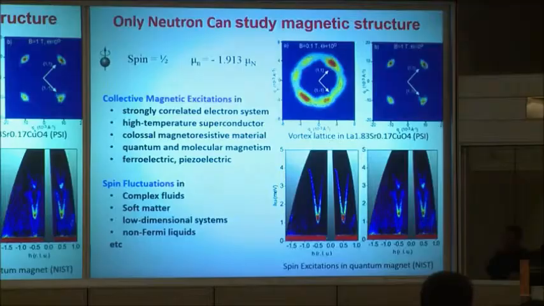For example, I think one of the major advantages of the neutron is that it has a spin, and it can study the magnetic structure of the matter. Like we can study the collective magnetic excitation, and also study spin fluctuation in complex fluids, soft matter, low dimension systems, non-Fermi liquids, and so on. So those are some typical results for the spin excitation in the quantum magnet.